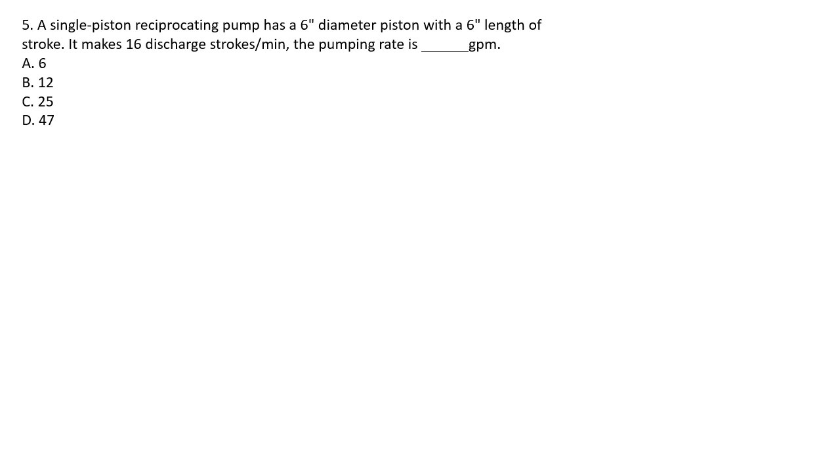Question 5. A single piston reciprocating pump has a 6-inch diameter piston with a 6-inch length of stroke. It makes 16 discharge strokes per minute. The pumping rate is how many gallons per minute? Is it A. 6 gallons per minute, B. 12 gallons per minute, C. 25 gallons per minute, or D. 47 gallons per minute?